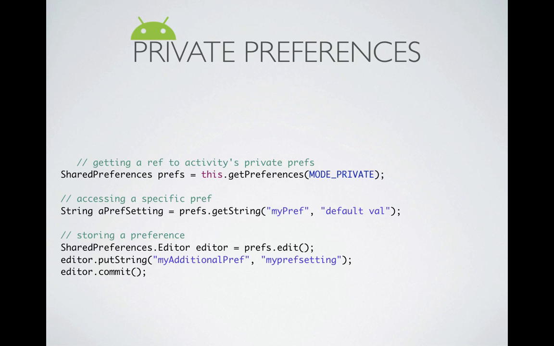We can also store a preference by asking the preferences object for its editor. We do that by calling the edit method. And then on the editor, we can call putString. And in this case, I'm putting a string by the name of my additional pref, and the value that I'm setting on that string is my pref settings. And once I've done that, when I'm done doing my putStrings, I need to call editor.commit to persist those.